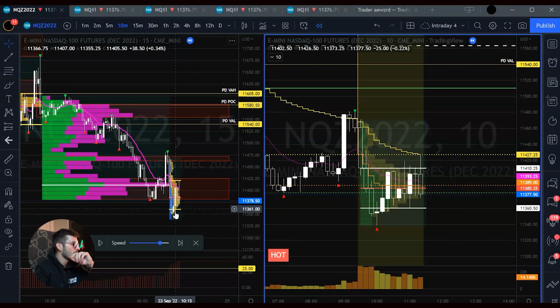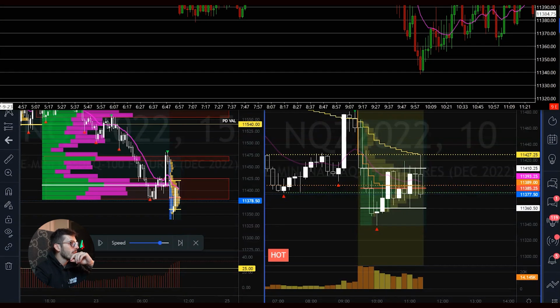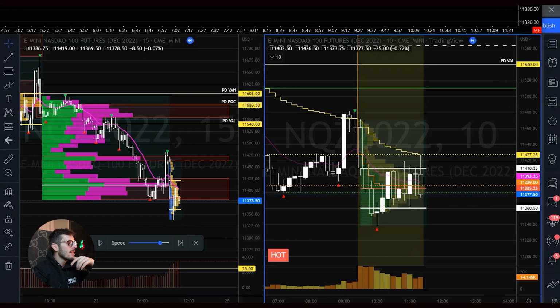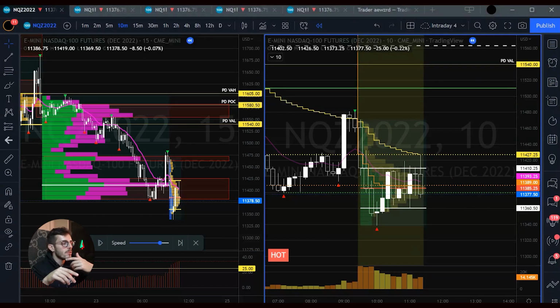So that is actually where I got involved in the trade with my full size. If we take a look here, we could see this was my second entry. Second entry was right above that 420, filled that, and then boom, we got that reaction lower. So let's take a look at the trade and see how it progressed throughout the day.